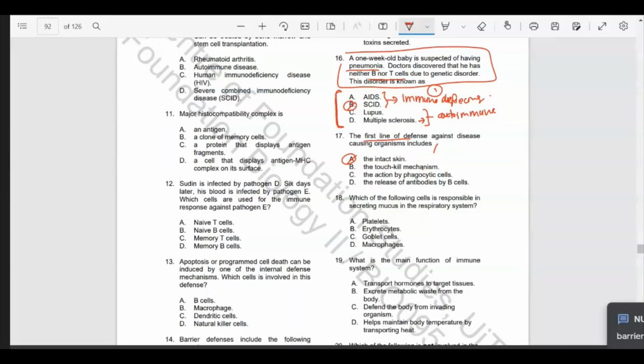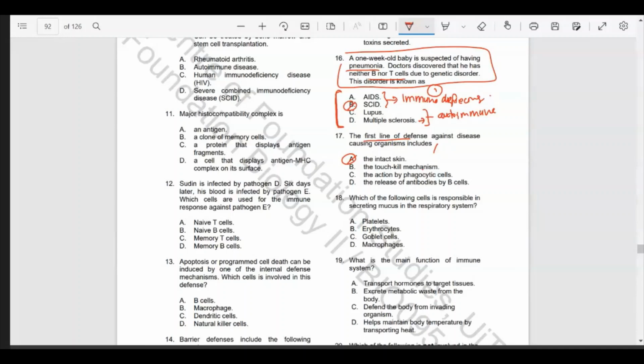Barrier defense, or external defense. So the first line defense, second line defense, third line defense. First line and second line is innate immunity. Innate immunity means that it protects your body against non-specific pathogens. Whatever pathogen tries to enter your body is protected against by the innate immunity. First and second line defense.